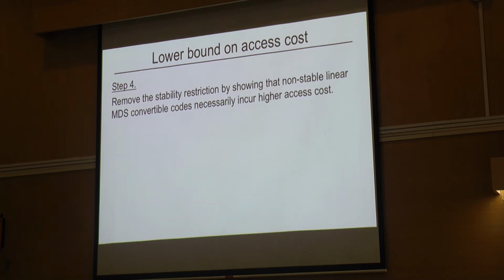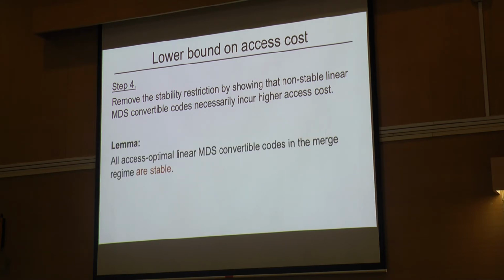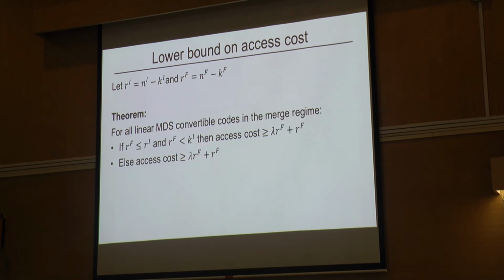Now in the fourth step, we get away with this restriction of stable convertible codes. Recall the step 3 bound was only for stable convertible codes. Next we show that any access optimal convertible code in the regime that we are looking at has to be stable. That is, if it is not stable, then it necessarily results in higher access cost. So it is okay to restrict only to stable convertible codes. Putting all this together, we get back this result that we saw earlier, right?